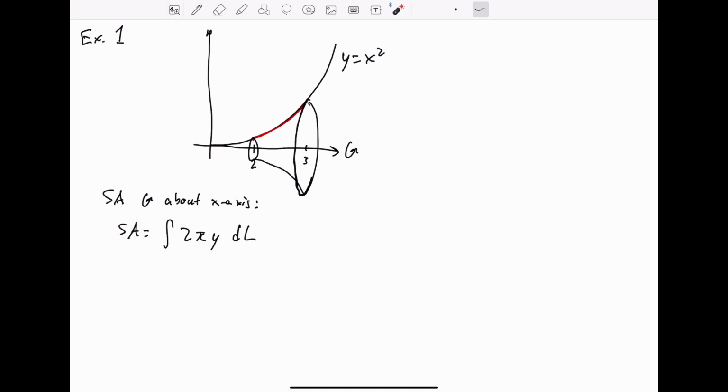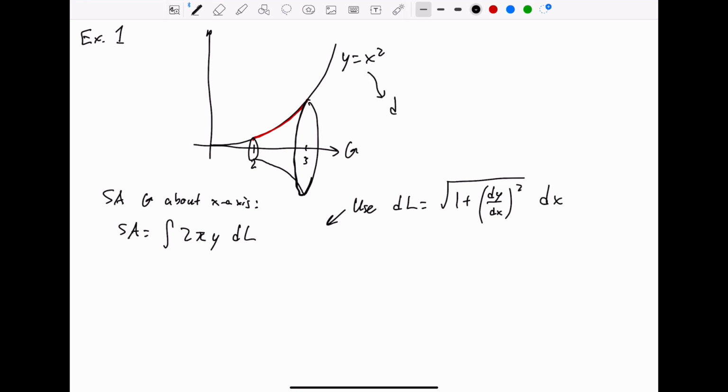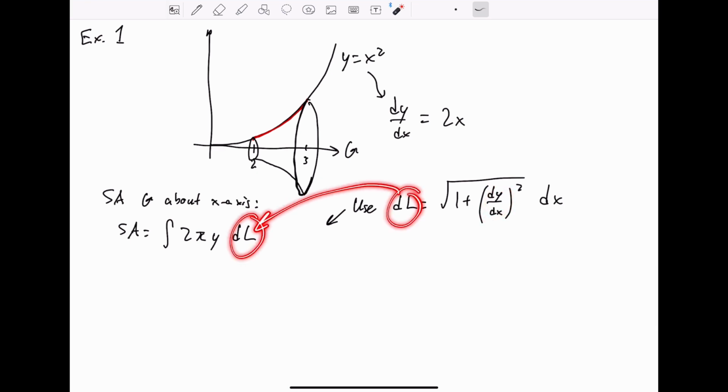It actually doesn't matter which variable we use, and we'll actually solve it both ways. We'll solve integrating with respect to x and with respect to y. So first, let's think of integrating with respect to x. If we integrate with respect to x, we're going to use dl equals the square root of 1 plus the derivative of y with respect to x squared dx. Now, y equals x squared. So this tells us that the derivative of y with respect to x is 2x. So I can substitute 2x for this dy/dx, and I'll put this expression for dl into the integral.